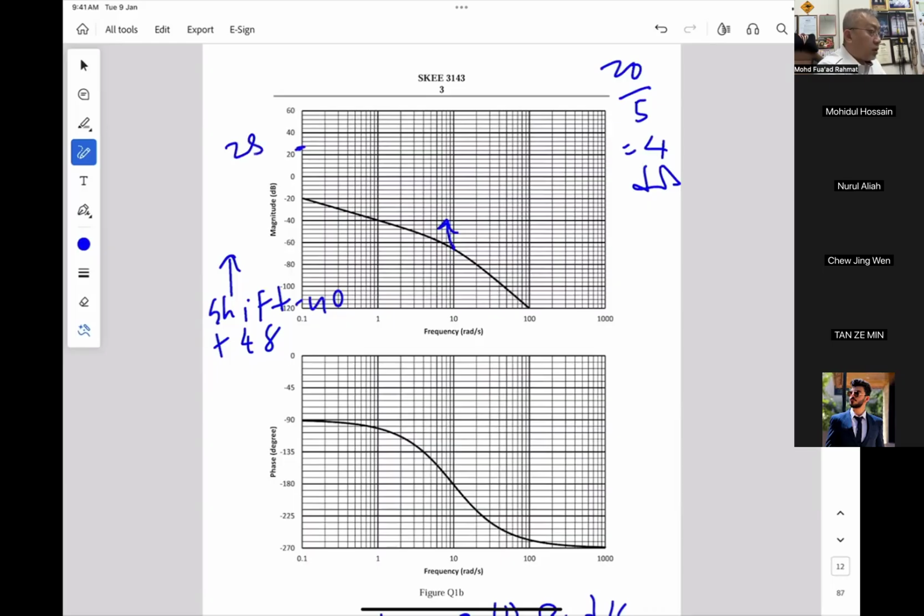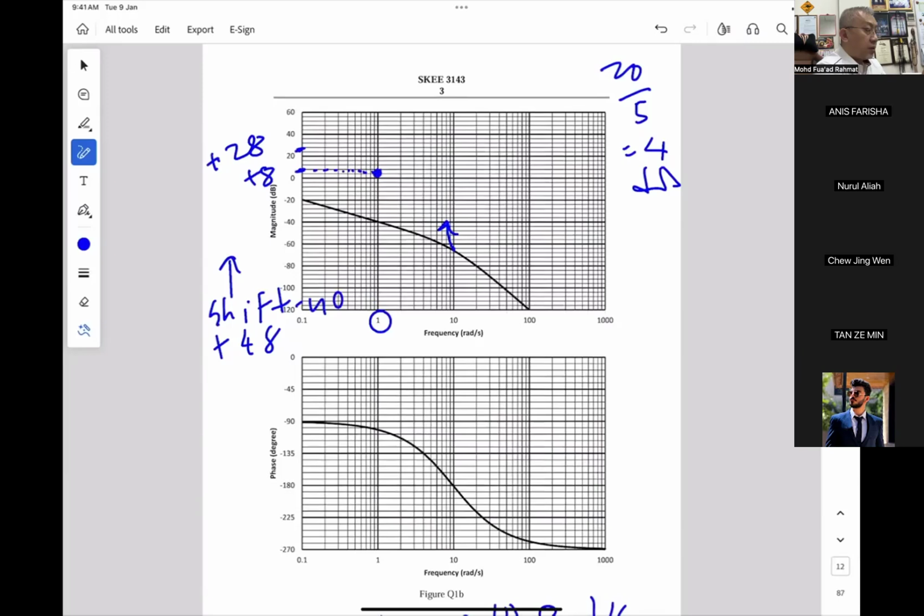That is 28 positive. The next point is this one, minus 40. Shift up 48 decibel become 8 decibel. Am I right? Yes, Prof. Can you see what I read now? This is the second point. This is the first point.